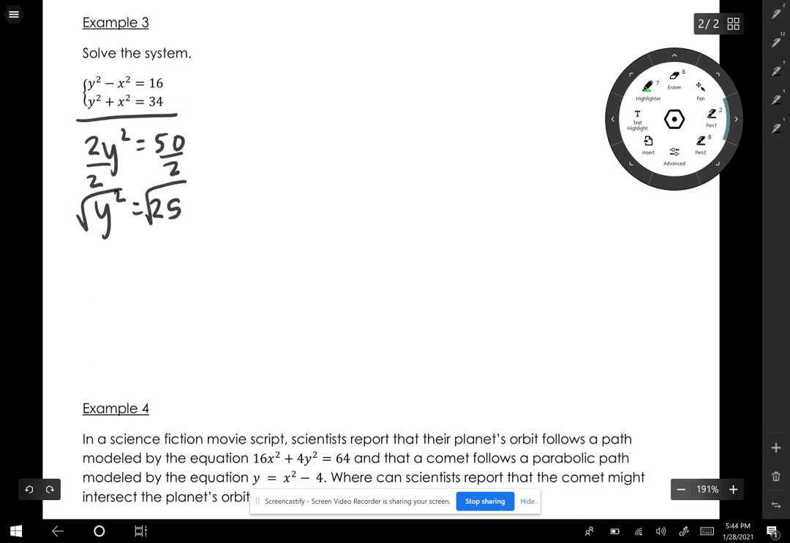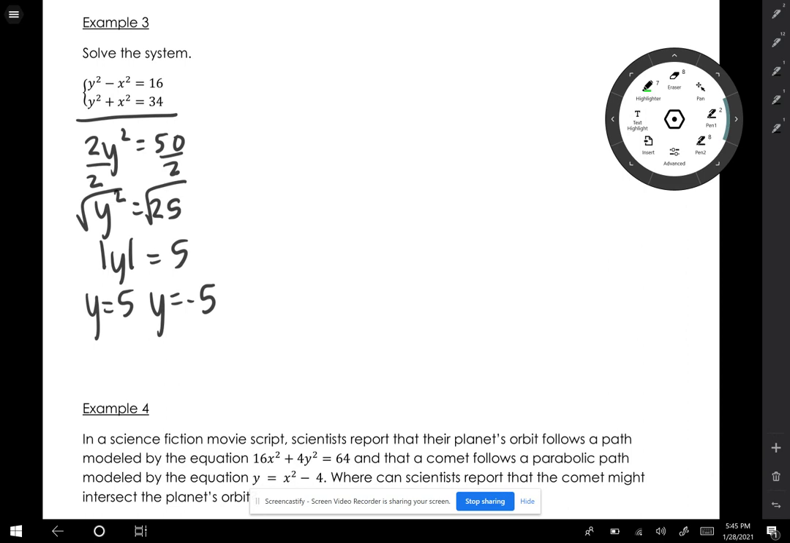Now I'm going to square root both sides. Remember, the square root of y squared will become the absolute value of y. So what that means is we have two possible answers. Y can be +5 and y can be -5. Now we need to plug these two y values in one at a time to find our x values. I'm going to use the formula y squared minus x squared equals 16. I'm going to start with the +5.